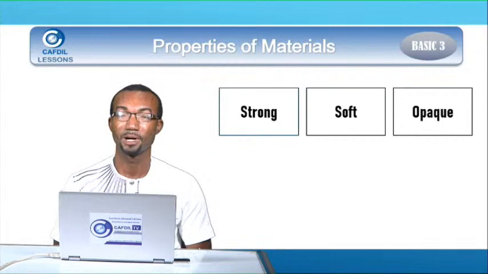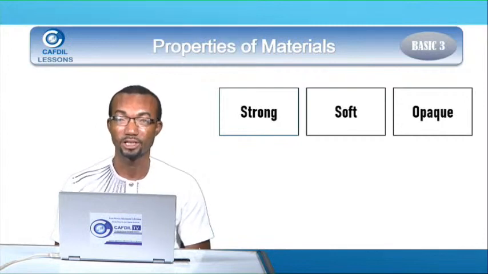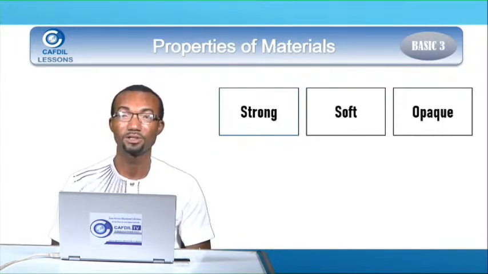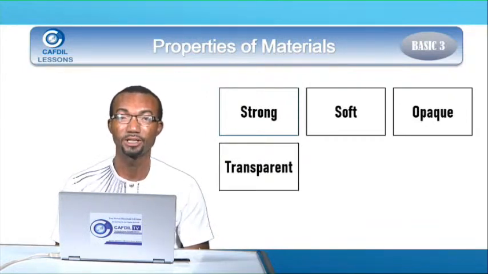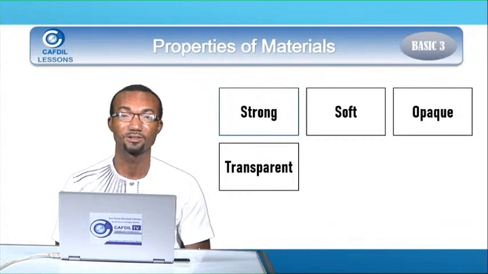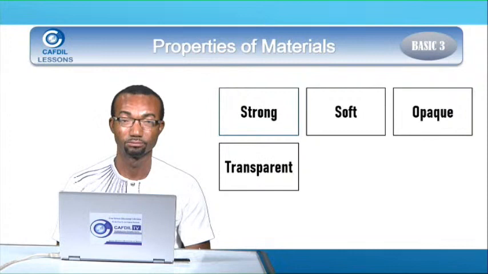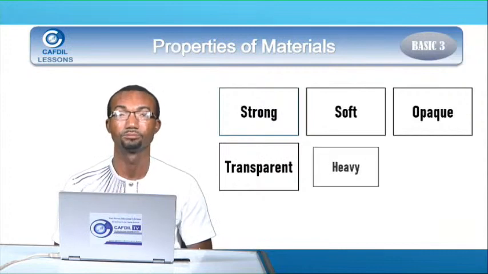We also talked about materials that are opaque. That means that we cannot see through them. We also have materials that are transparent. Materials that are transparent, that means we can see through them.